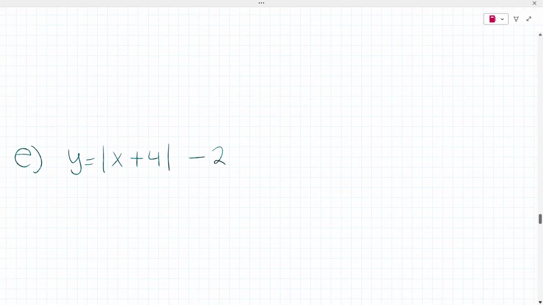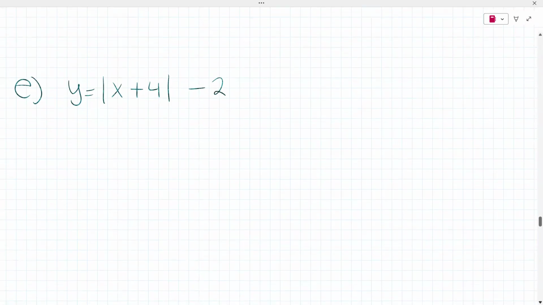E. We have y equals absolute value of x plus 4, minus 2. So list whatever you have, or list whatever is happening. So this x plus 4 is a horizontal shift of 4 units to the left. And then this minus 2 is a vertical shift of 2 units down.